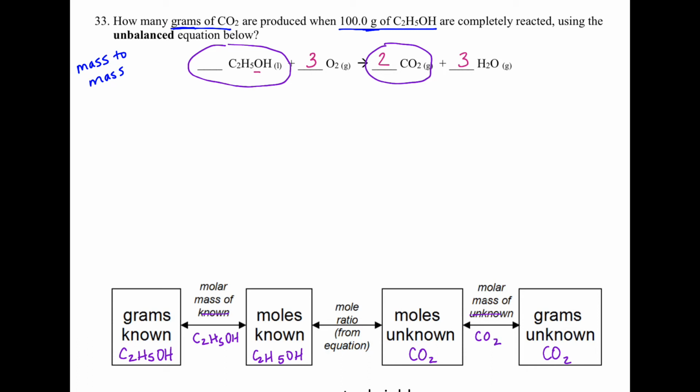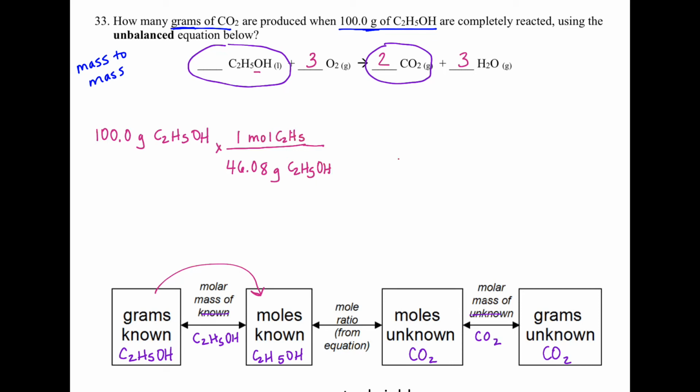So we start with the number printed in the problem. So we'll take our 100 grams of C2H5OH. To get from here to here, it says to use the molar mass. So we need the gram part to go in the bottom. So if you calculate the molar mass for C2H5OH, you would get 46.08 grams. And in the top, we put our 1 mole of C2H5OH. That's going to divide out that.